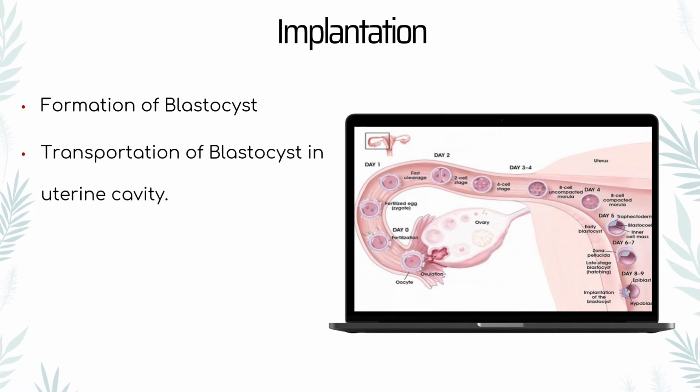And then transportation of blastocyst in the uterine cavity. In the next 3 to 4 days, the blastocyst is transported into the uterine cavity. The transportation is assisted by fluid currents and also the ciliary movements of the epithelial cells of the fallopian tube and the uterus. In the cavity of the uterus, the blastocyst floats for some time, and by this time the zona pellucida layer disappears and the trophoblast cell layer is exposed.